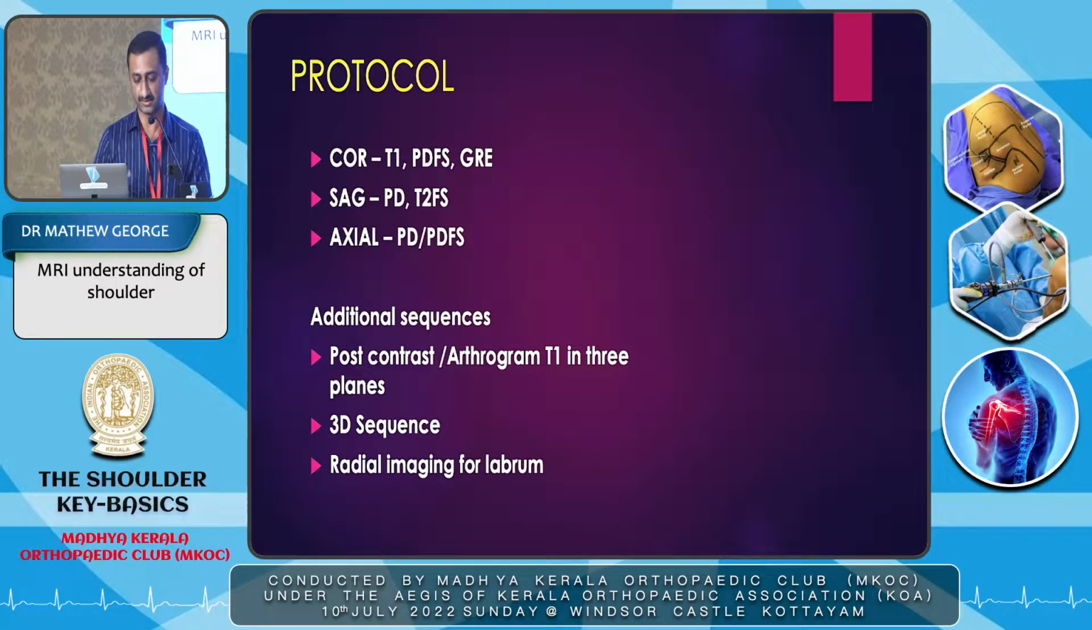Sometimes we use additional sequences, especially post-contrast. We give contrast, especially if we are suspecting infection or tumors. We do arthrograms with contrast. And there are sequences known as 3D sequences, which give you very thin slices. With that, you can get really small slices and come to a diagnosis of small lesions. And then there's always the radial imaging of the labrum. These are not usually routinely done, but just for problem solving.